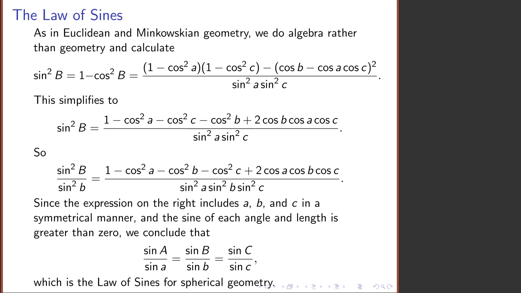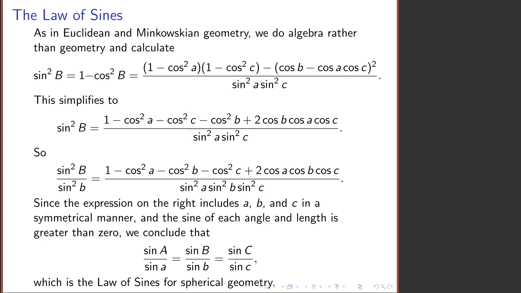Now let's do the law of sines. No geometry, lots of messy algebra. I want to compute sine squared b, that's 1 minus cosine squared b. I have a formula for cosine squared b in terms of the cosine and sine of various sides. And here it is.